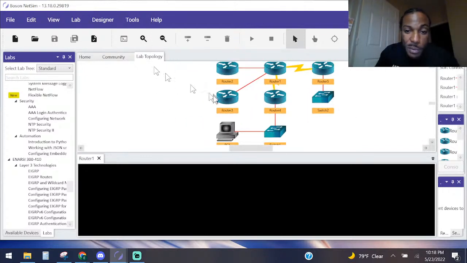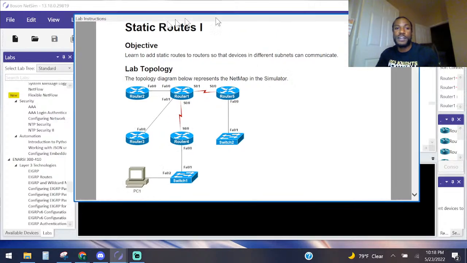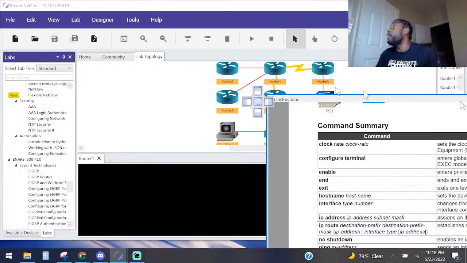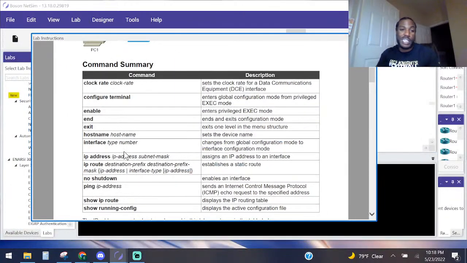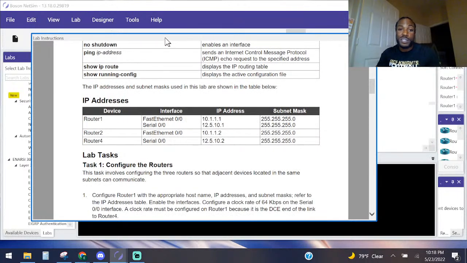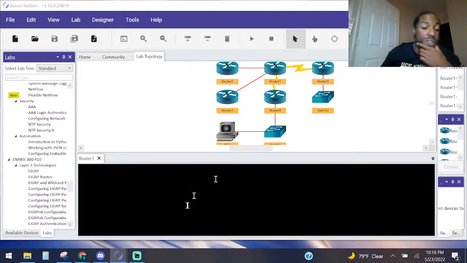So this is the network we're gonna be working with. The first task says: learn to add static routes. We got some basic commands that we already know about, like configuring IP addresses, host names, show commands, looking at the routing table, etc. If you're kind of new to this stuff, this is a lot of the basics that you'll learn right here. This task involves configuring the 3 routers so that adjacent devices located in the same subnets can communicate with each other. So it looks like we're going to be focusing on routers 1, 2, and 4.